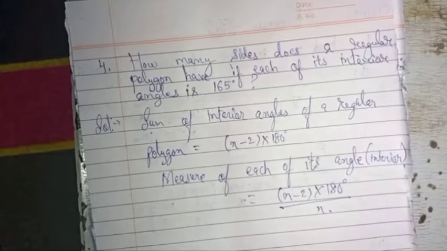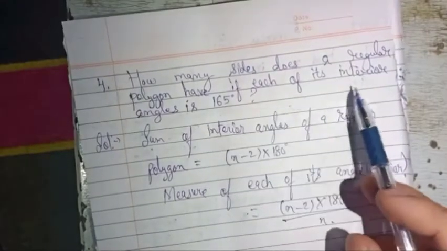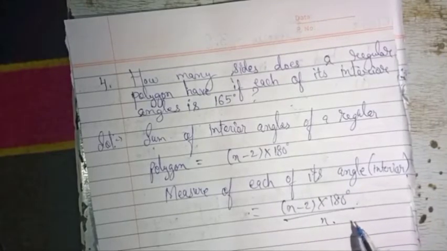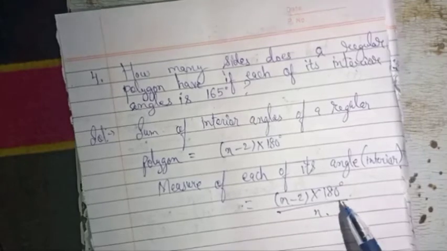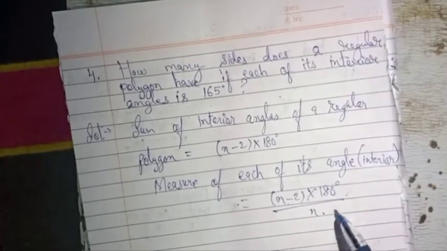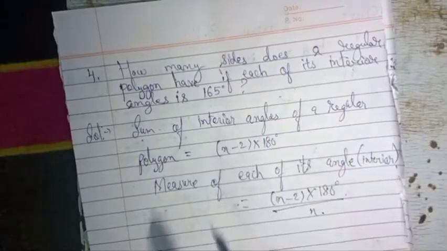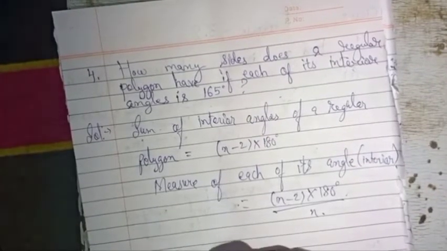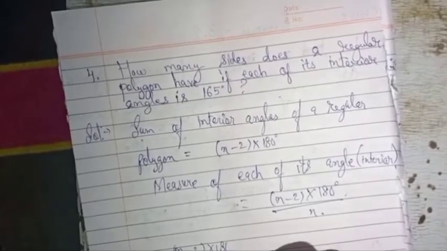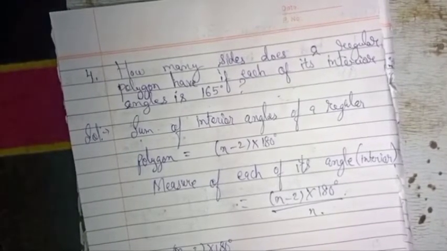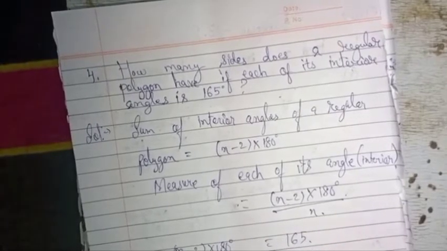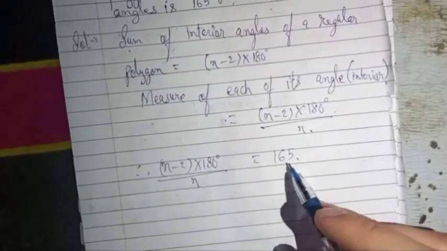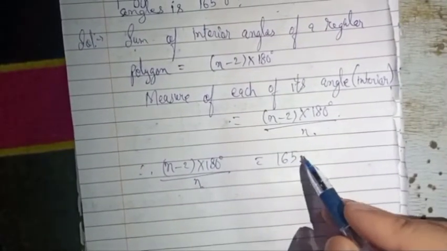Now according to the question, each of its interior angles is 165 degrees, and we have found this formula for each angle. That means this value will definitely be equal to 165 degrees. So (n minus 2) multiplied by 180 degrees divided by n will be equal to 165. Okay, now we will cross multiply. Now n will multiply to 165.